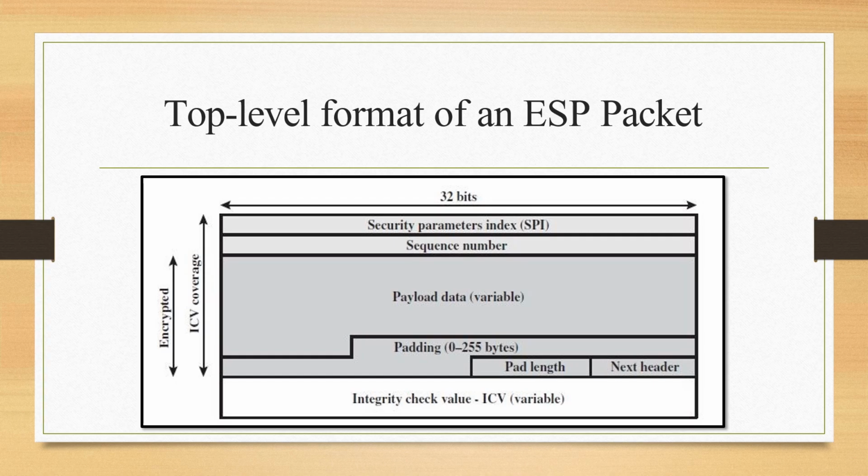Next field is called padding. The purpose of this field is to add extra bits. Pad length, it is 8 bits, indicates the number of pad bytes immediately preceding this field. Next header, this is 8 bits, identifies the type of the data contained in the payload data field by identifying the first header in the payload.